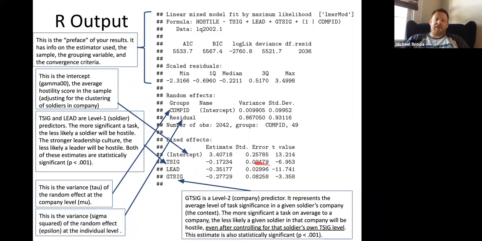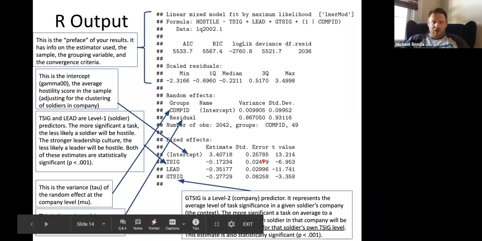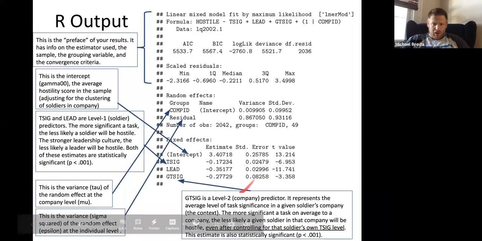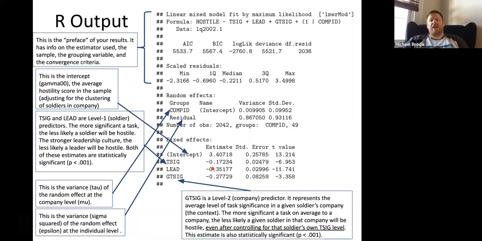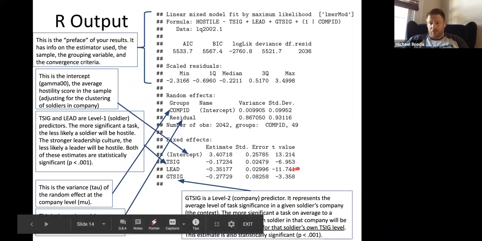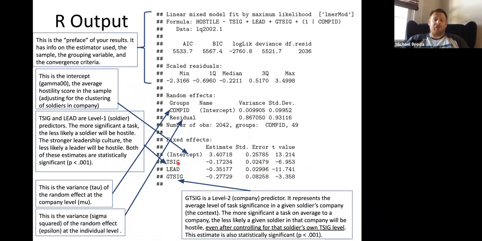And then we get the estimates, which are significant, except for, looks like GT-sig is not, no, actually, all of these are significant because all these T values are well above 2. So we have GT-sig, lead, and T-sig as our 3 predictors. And we have first the estimate for T-sig.